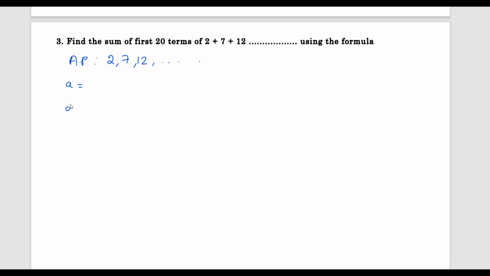What is the value of a, d and n? a is what? 2. d is what? Difference of any two consecutive terms, that is 7 minus 2 is 5. Next, n is what? We need to find the sum of 20 terms, therefore n equals 20. Now Sn equals n by 2 times 2a plus n minus 1 into d. Repeat with me the Sn formula. Sn equals n by 2 times 2 times a plus n minus 1 into d.